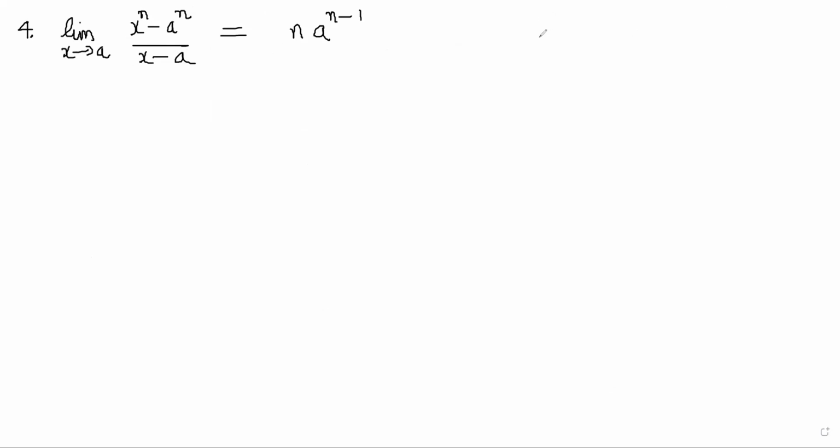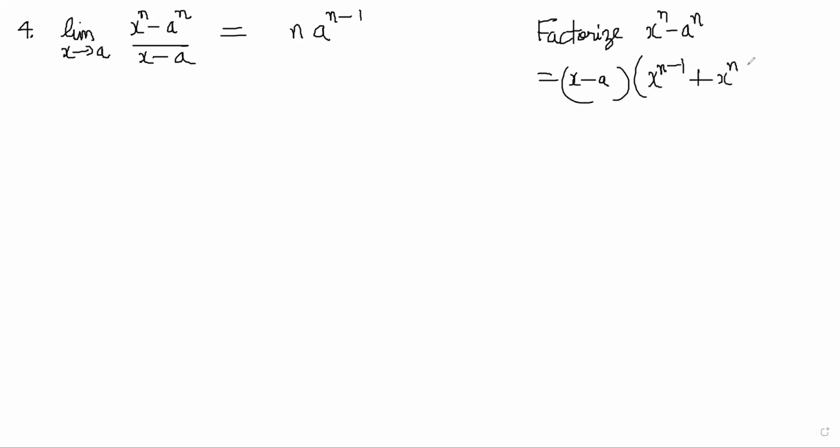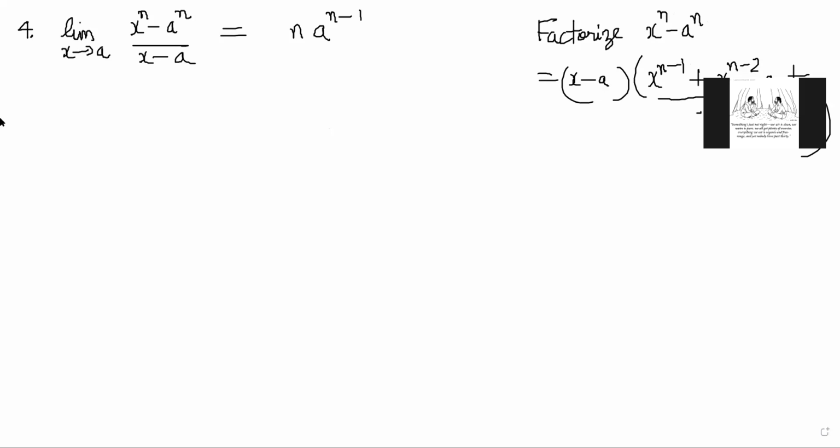We just factorize it. Factorize x power n minus a power n, and you can write it as (x minus a) into (x power n minus 1 plus x power n minus 2 times a, and so on till a power n minus 1), right? Then you cancel factors and put x is equal to a, you'll get n a power n minus 1, right? Okay, so that is something we saw.